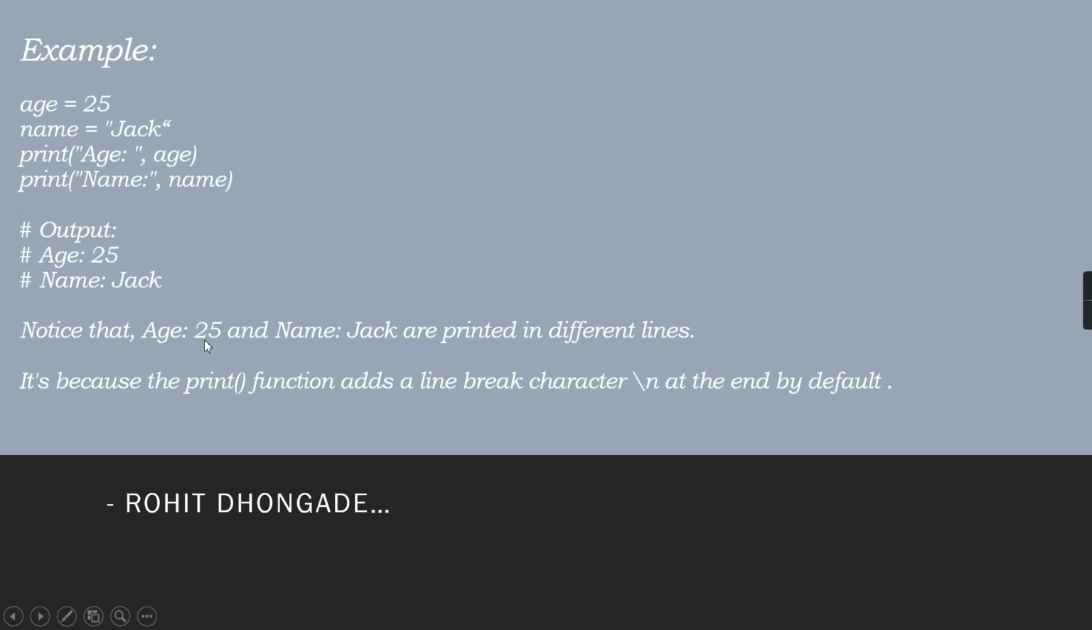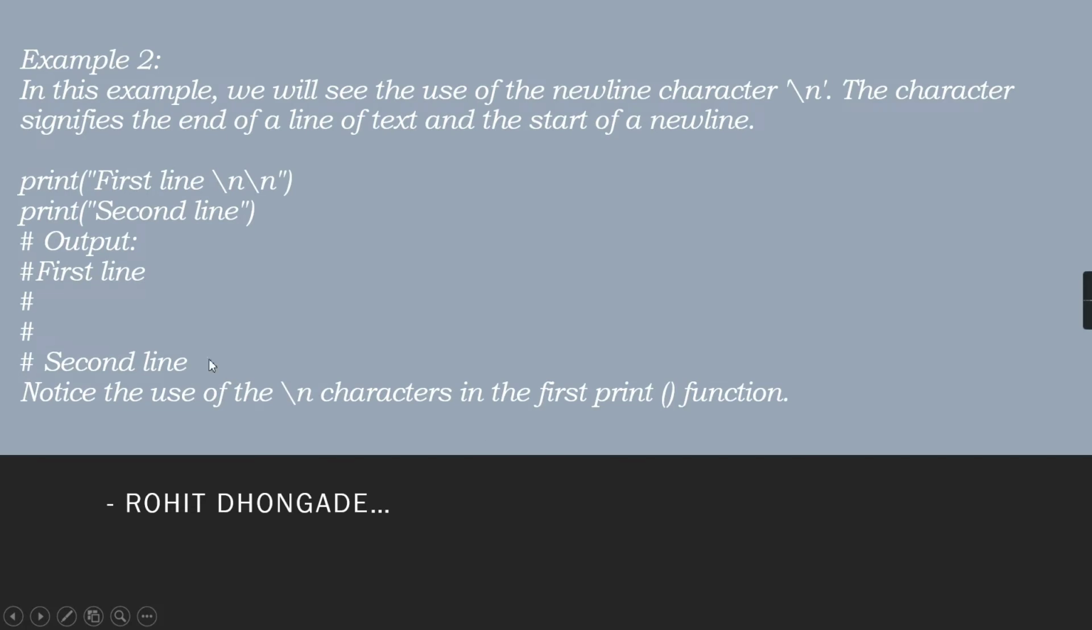Notice that age 25 and name Jack are printed in different lines. It is because the print function adds a line break character, that is \n, at the end by default. In this second example, we will see the use of the new line character, that is \n. This character signifies the end of a line of text and the start of a new line.